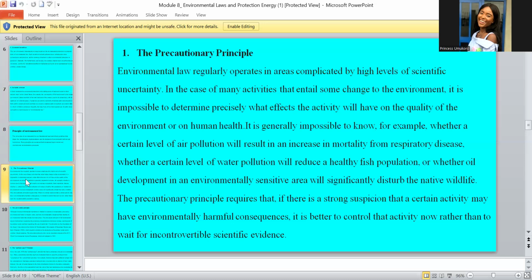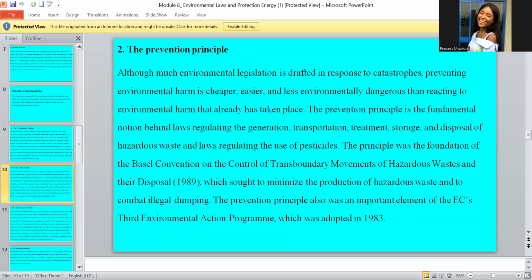The precautionary principle holds that where there is a strong suspicion that a certain activity may have environmentally harmful consequences, it is better to control that activity now rather than wait for incontrovertible scientific evidence. We have the prevention principle.